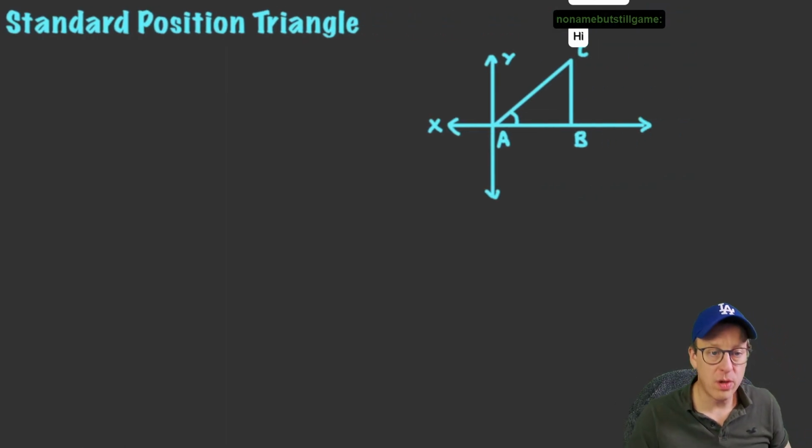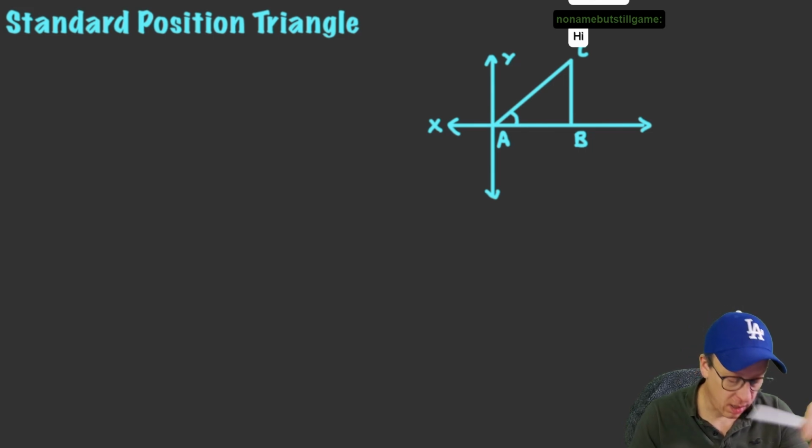And let's move on to the standard position. So for an angle to be in standard position, one side must be on the x-axis, as you can see right here, and the vertex of the angle must be at the origin, which you can see also right here. I'll draw sort of a dot in there.